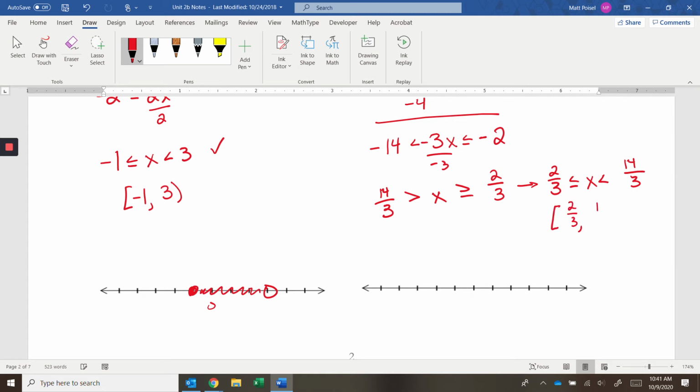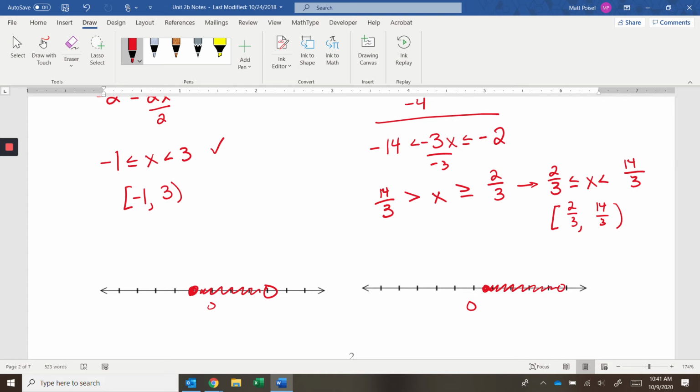In terms of interval notation, it's going to look like this. Sorry again about the fractions. Let's see, 2/3, I'm going to have a closed circle right there. 14/3 is just shy of 5, so 1, 2, 3, 4, 5, open circle, and shade in between. Okay, so there's compound inequalities.